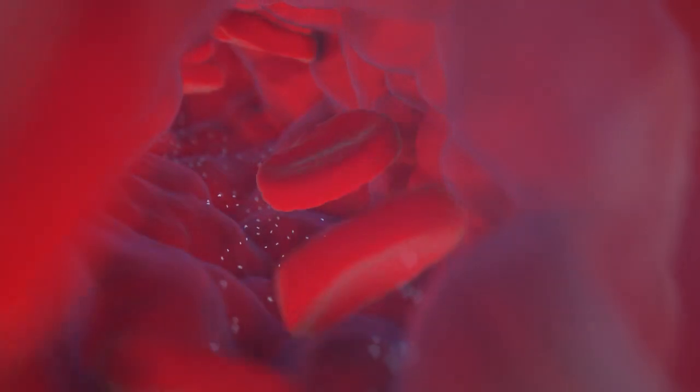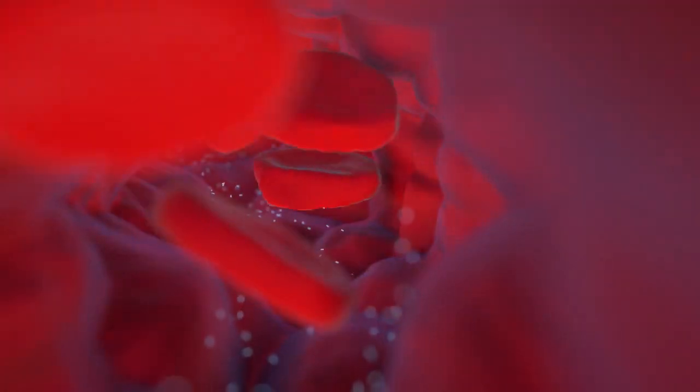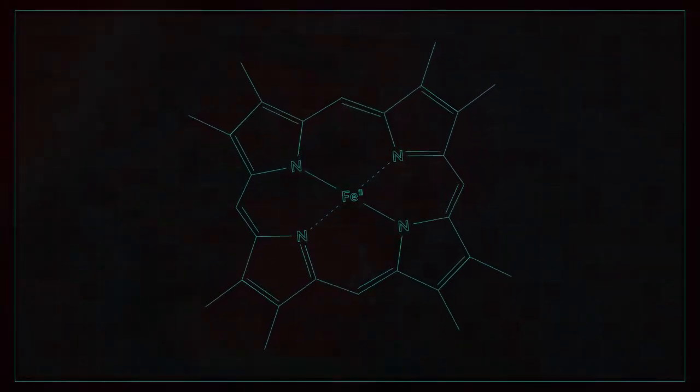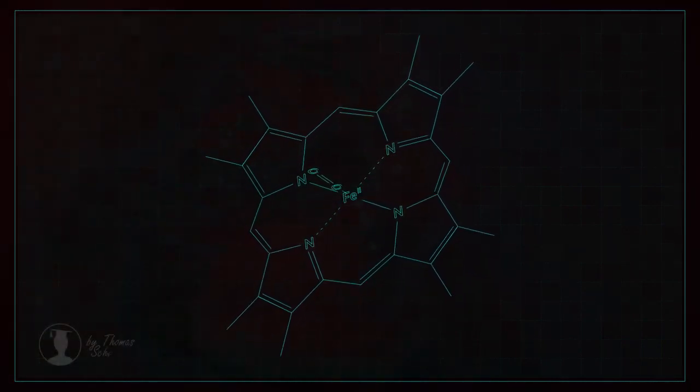Erythrocytes move through the blood vessels and take up the oxygen, shown here in blue. Iron, Fe, in these blood cells is responsible for binding the oxygen. An iron ion can bind to one oxygen molecule so that the oxygen can be transported.